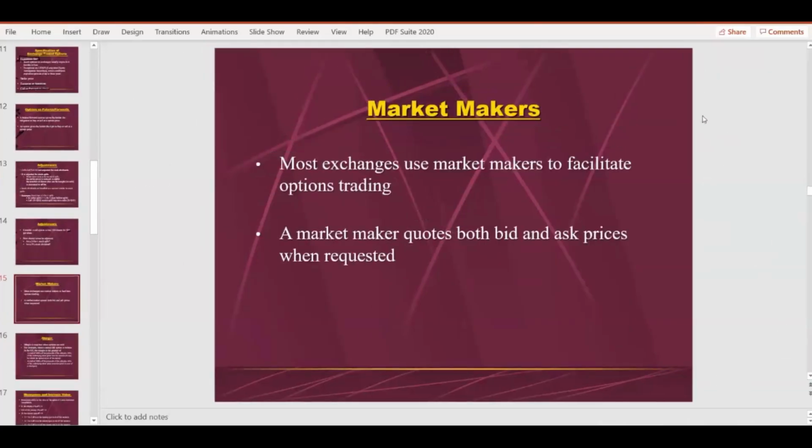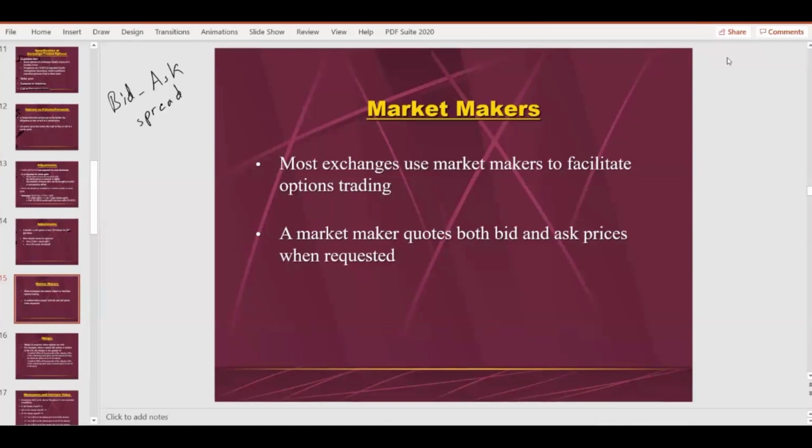Okay, now regarding the mechanics of options trading, mainly you have market makers or dealers in options markets. Most exchanges use market makers to facilitate options trading, and the market maker will quote bid and ask prices when requested. Here you will see that the bid and ask spread is much more significant than that for stocks. For heavily traded stocks, you will have a bid and ask spread of 1 cent, let's say.